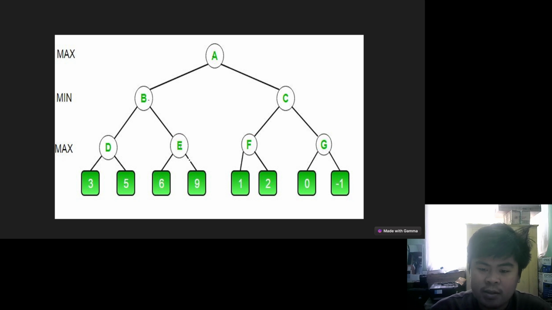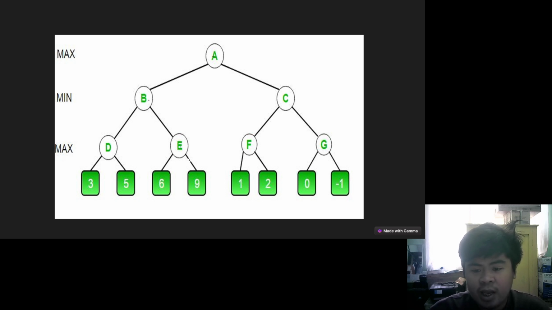D now looks at its right child, which returns a value of 5. At D, alpha is equal to the maximum of 3 and 5, which is 5. Now the value of node D is 5. So D returns a value of 5 to B. At B, beta is equal to the minimum of positive infinity and 5, which is 5. So the minimizer is now guaranteed a value of 5 or lesser. So B now calls E to see if we can get a lower value than 5.